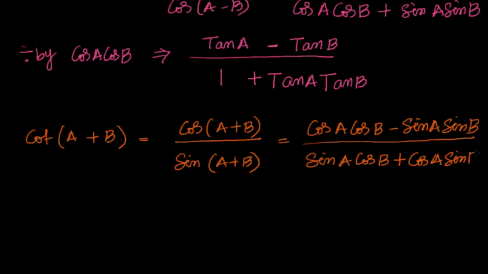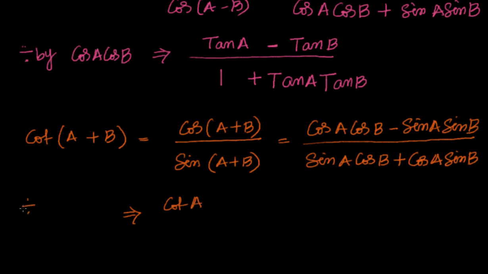Now tell me by which term I have to divide both numerator and denominator so that I can see this expression converted into cots. I want to have cot. Cot means cos is there, so I have to divide with what? I have to divide with sin a sin b, right? If I divide with sin a sin b, cos by sin is cot, so I will get cot a cot b.